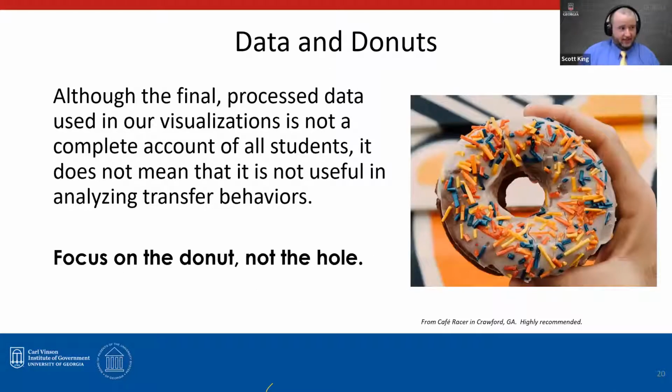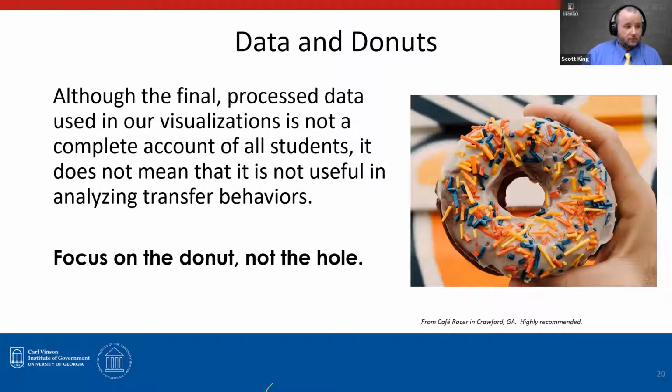Now, when we talk about big data and data like this, I like to analogize it to a donut. This is not my analogy. Somebody else came up with this, and I'm very appreciative of it, though, because it's a very nice way to think about this. So the final processed version of our data is not a complete record of all of the data for all the students that matriculated into the system during that time period, but it is a representative sample of all the students that didn't have any form of co-enrollment.